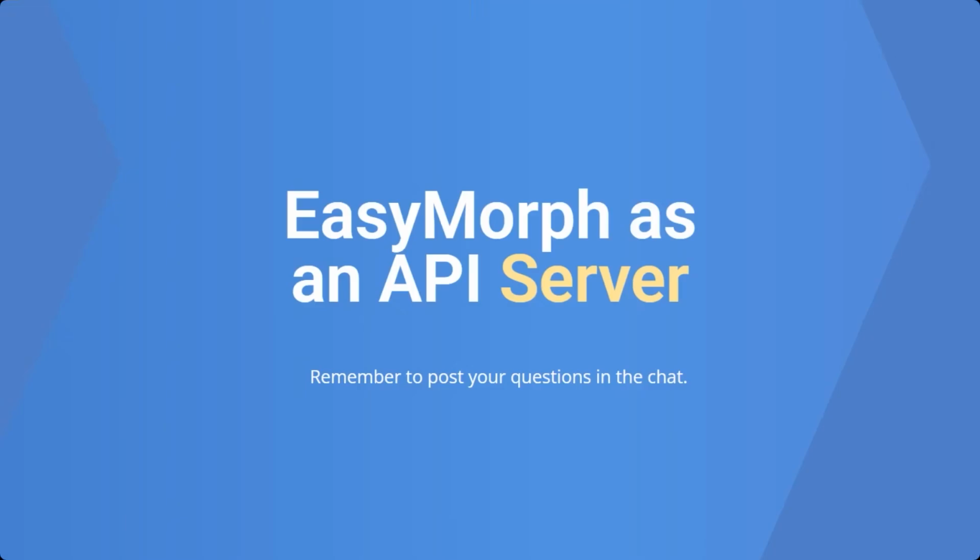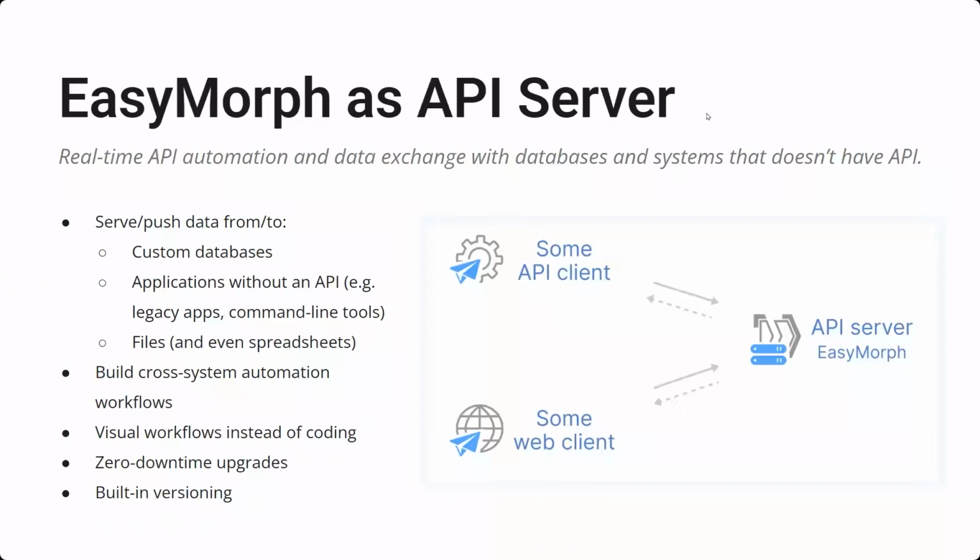Share my screen again. So let's talk a bit about how you can use EasyMorph to organize the other side of API automation by making EasyMorph an API server. So why might you want to do this?